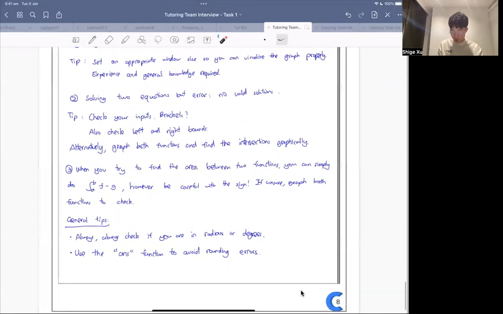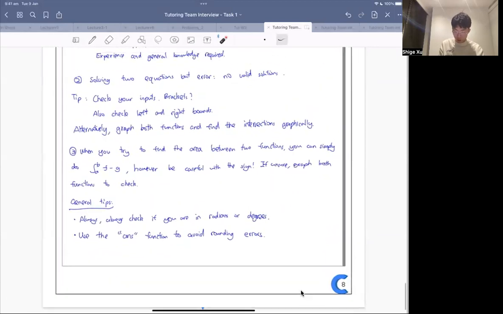Or general tips on using this calculator. Always check if you are using radians or degrees. Always check that before you do a question. Okay. Sometimes that's where you make the silly mistakes and you lose marks for that, which is very painful.